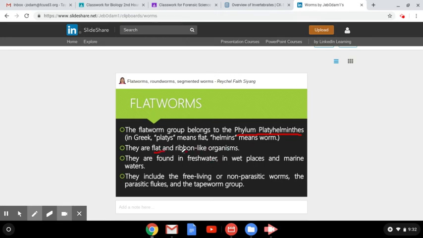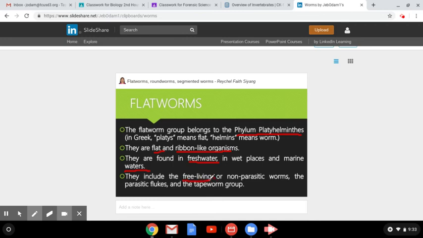Very common flat ribbon-like organisms. Very common in fresh water. So if you go skiing or tubing out at Lake Taylorville, lots and lots of Platyhelminthes worms in the water. And there are some that float around in marine waters as well.